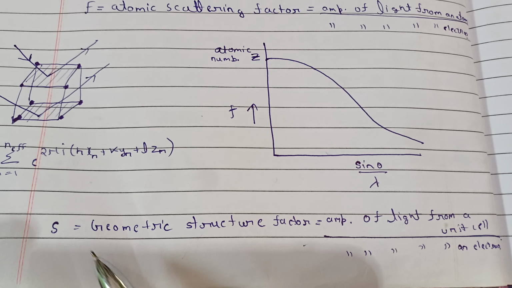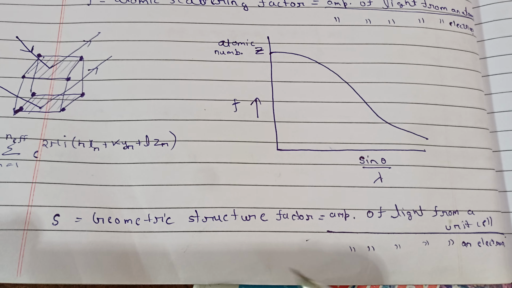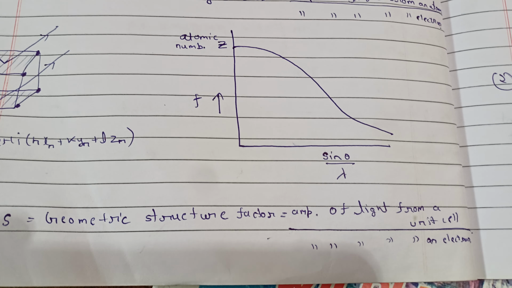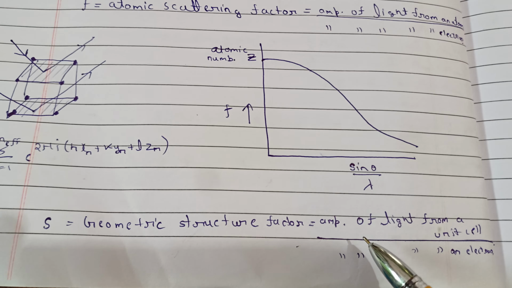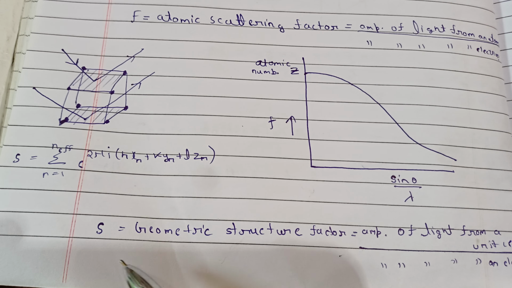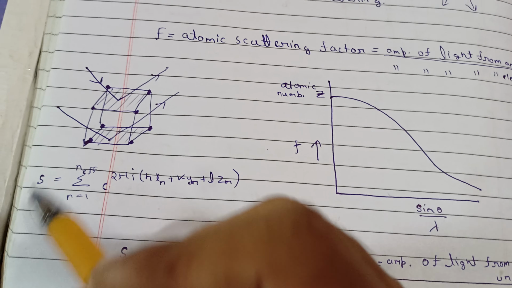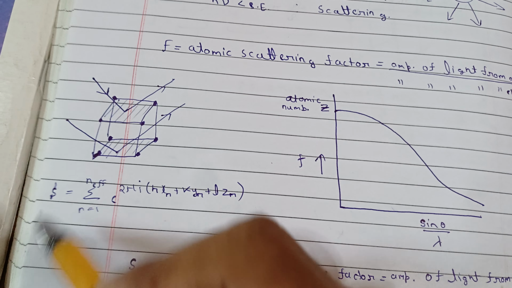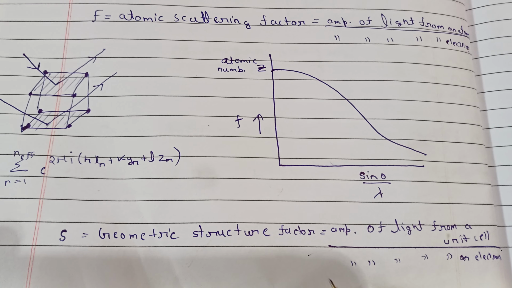So this S is the geometric structure factor. Remember this S also. So this is nothing but the amplitude of light from a unit cell over the amplitude of light from an electron. So this will be our S. So these two S's are different. Okay, this S is something like this, it looks like a dollar sign. So this S is the geometric structure factor.